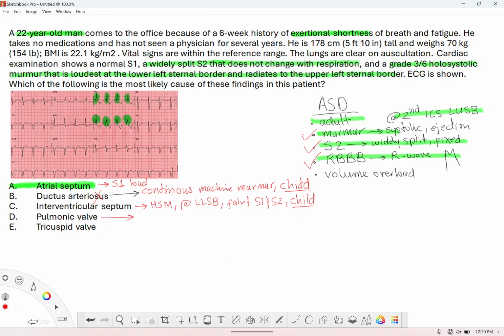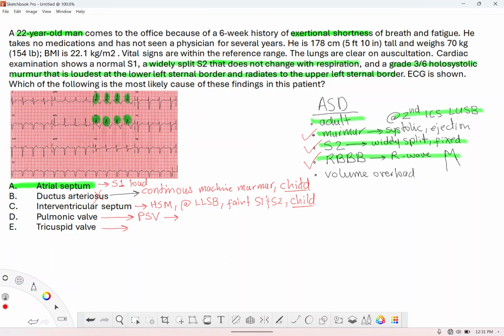Now, pulmonary valve and tricuspid valve. Only pulmonary valve stenosis can produce a systolic murmur. So let's say this is pulmonary valve stenosis. Pulmonary valve regurgitation will produce a diastolic murmur. We're not going to think of that. Even the question is not telling you whether it's stenosis or regurgitation. So choice D, pulmonary valve. If it's involved, then we should think of pulmonary valve stenosis.